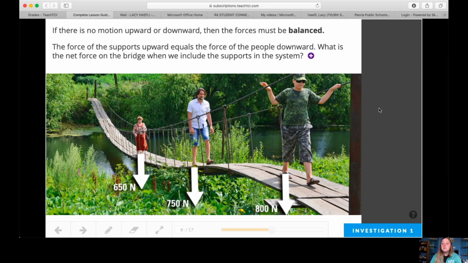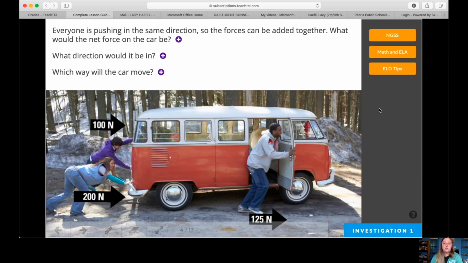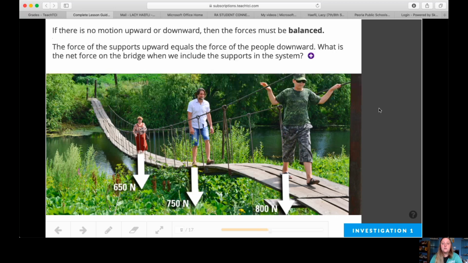So if there is motion between two objects, like with the dogs or with the car, that would be considered an unbalanced force. But since the bridge does not move upward or downward or left or right, it is considered a balanced force. So the force of the supports upward equals the force of the people downward.